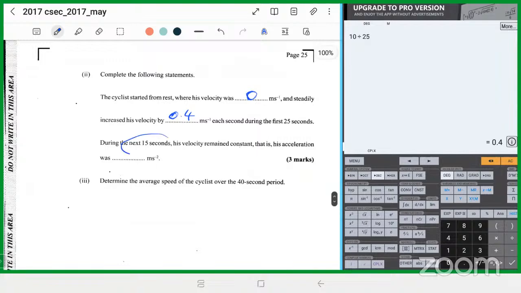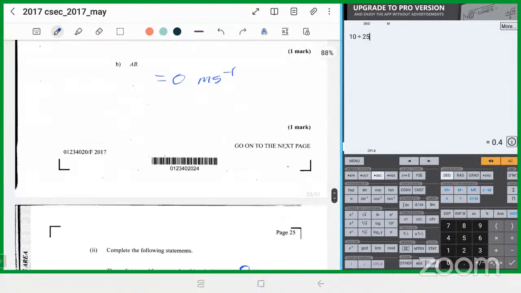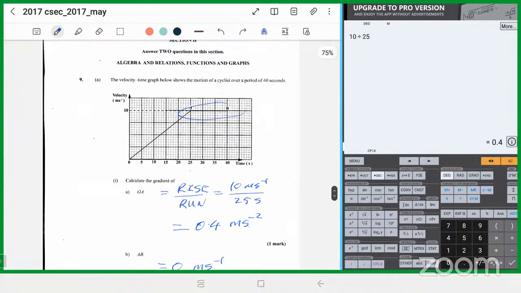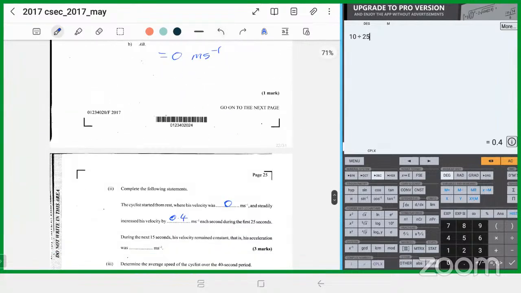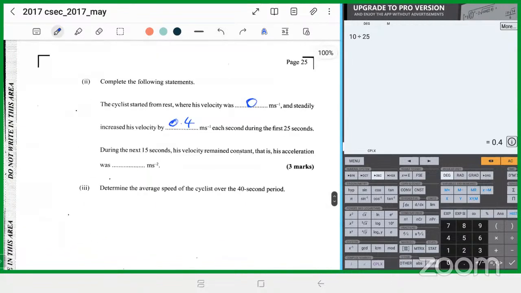It said during the next 15 seconds, that's up here, when it was going at a constant speed, acceleration is 0. During the next 15 seconds, the velocity remains constant. That is, its acceleration was 0 meters per second squared. So you see we're using up the values that we used in the first part.